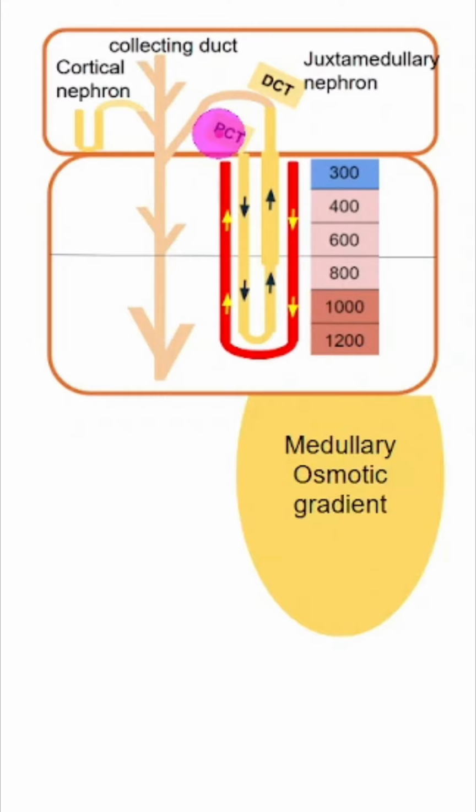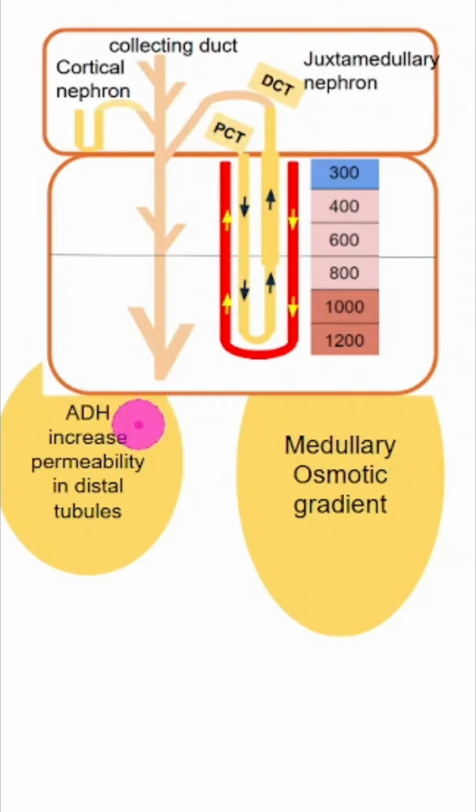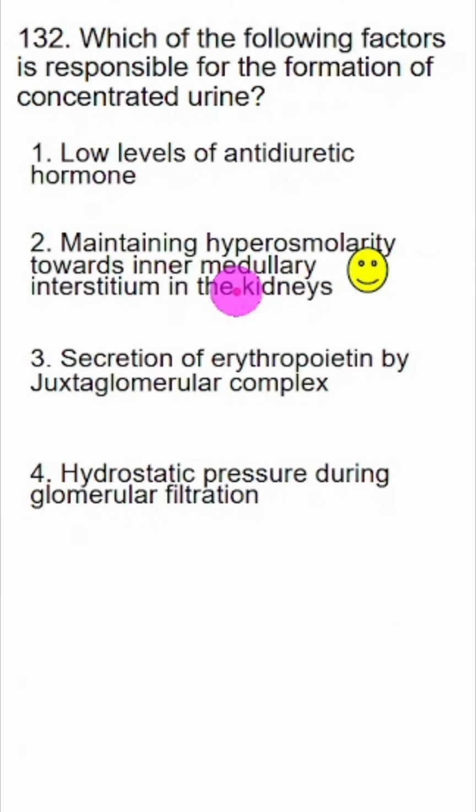Okay, so filtrate moves from the PCT into the loop of Henle, then the DCT, collecting tubule and collecting duct. Now at this point, the pituitary produces antidiuretic hormone and this is going to open channels here. Because of the natural tendency of water to move towards high concentration, it will move out. So high levels of ADH as well as high osmolarity both help in concentration of urine.